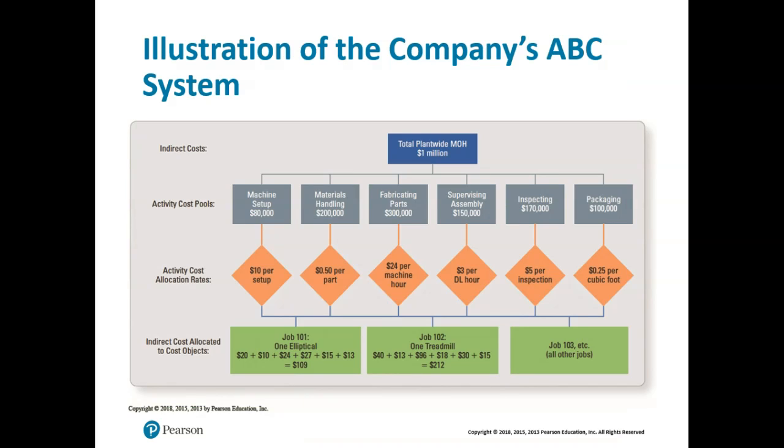Here's another diagram that shows it. We've still got our $1 million, but instead of just 2 departments, we've got all these cost pools. Here is our allocation rate, and then we take the allocation rate times how much they used, and actually cost the job.